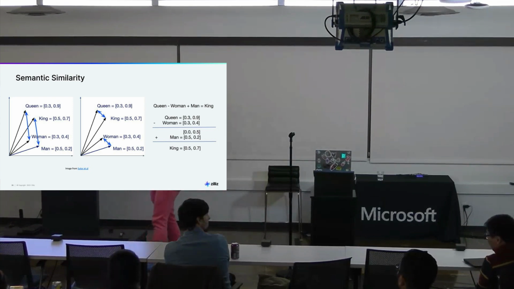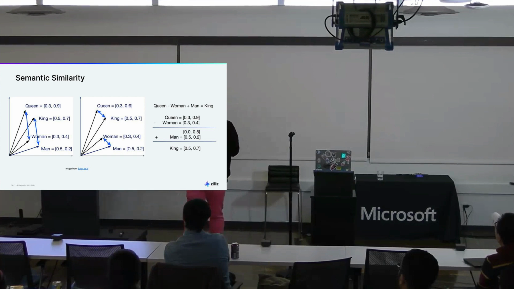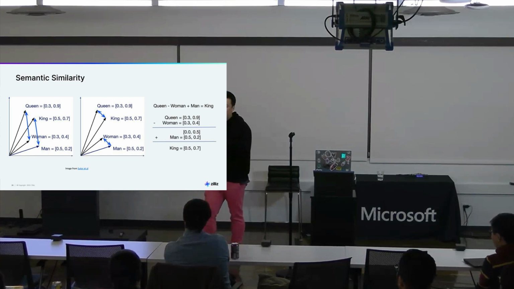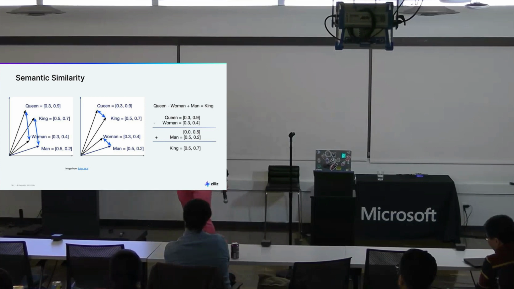So let's look at this example. Queen minus woman, 0.3, 0.9 minus 0.3, 0.4. You arrive at 0, 0.5. Okay, this didn't work well last time, but let's try it again. Who thinks they might know what 0, 0.5 might be? What word might you guess that is? Does anyone want to venture a guess? All right, nobody here is very brave today.